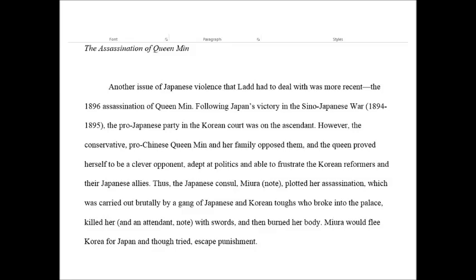Plot her assassination, which was carried out brutally by a gang of Japanese and Korean toughs who broke in the palace, killed her, and then I couldn't remember who all died. I was like, I have to look that up. And an attendant, with a note to remind myself what it was about, with swords, and then burned her body. Miura would flee for Korea for Japan, and though tried, escaped punishment.